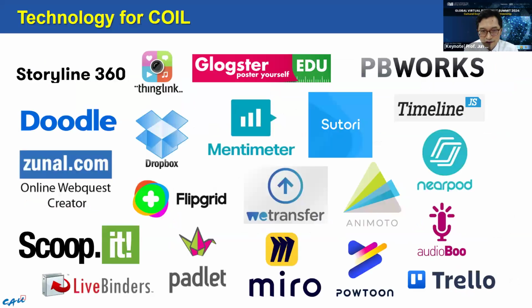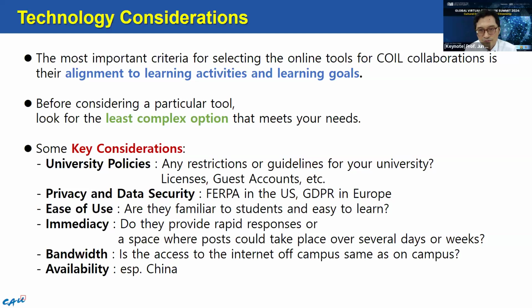There are many different kinds of technologies for this, but I think the major consideration in adopting technology is this. The first one is alignment to the learning activities. What kind of learning activities are you actually designing for your course? This is related to the required technology. So this is, I think, the most important consideration for selecting technology. But there's a very simple rule: it should not be too complex, not too expensive. It shouldn't be fancy, but the least complex option is the best one, I think.